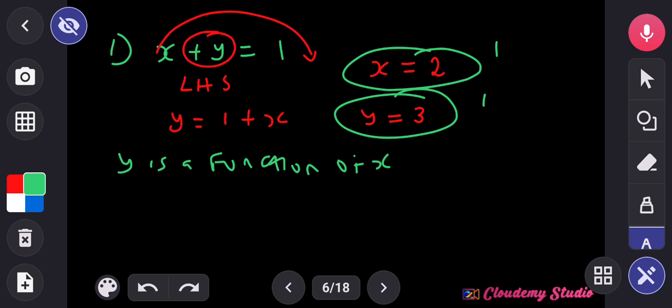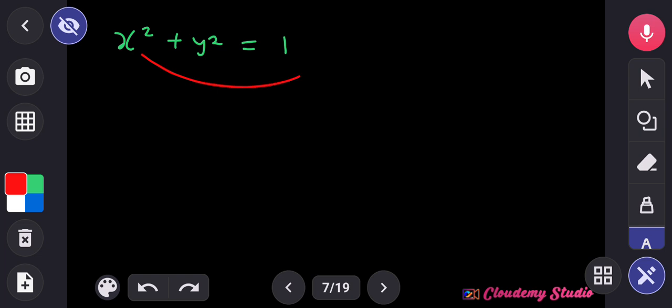Now, what if we have another question like this? x squared plus y squared equals 1. For example, remember I told you the first thing is to isolate the dependent variable on the left hand side. So what we're just going to do is take this x to the back. We're going to have y squared equals 1 minus x squared.